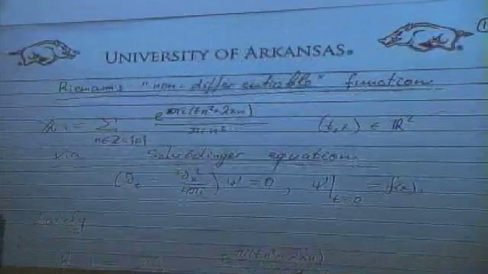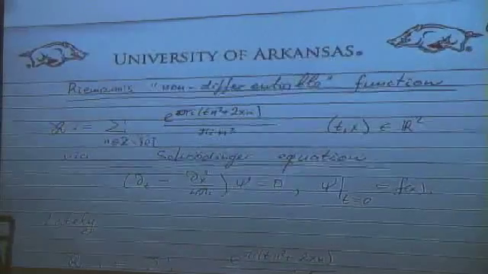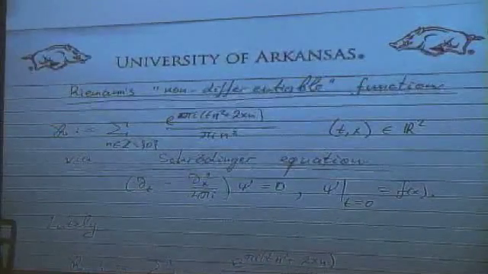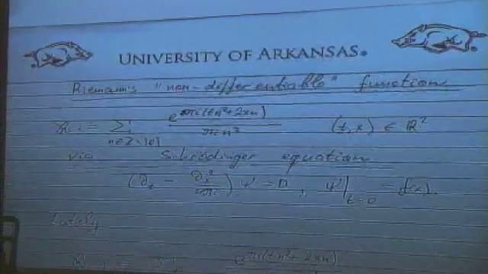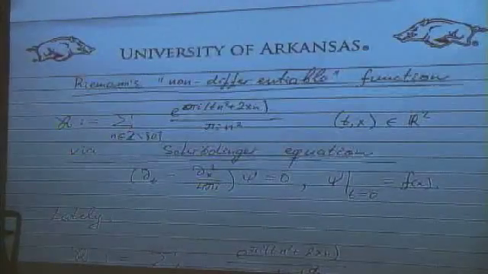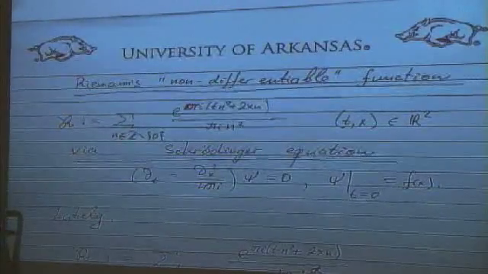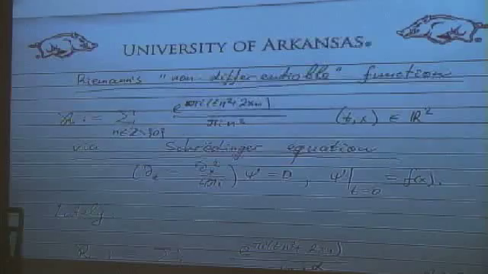Right, yes. So here is the function. It looks as follows. It's e to the pi i (t n squared plus 2xn) in the exponent. The whole thing is divided by pi i n squared. And the summation is taken over integers n, avoiding zero.